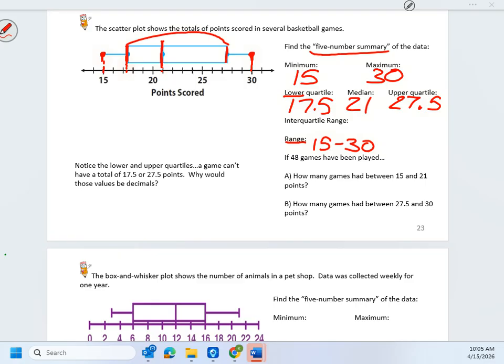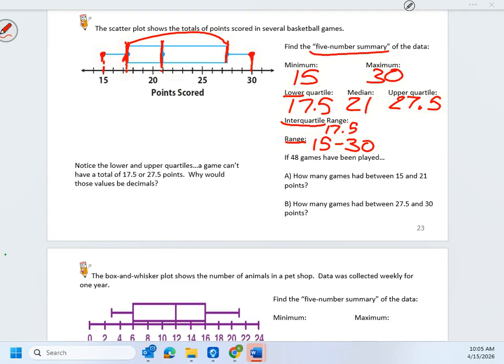Okay, show me your thumbs. How are you feeling about that? All right. Some of us are still learning, and that's totally fine. Now we need to know our interquartile range, lower quartile to the upper quartile. What would that range be? Leo?